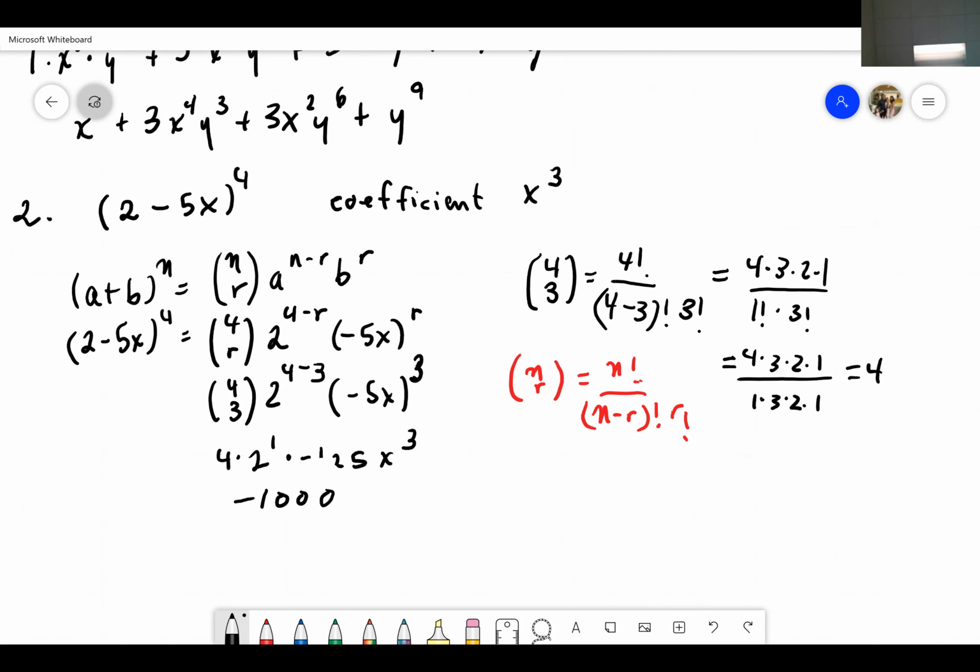So what's my coefficient? Negative 1,000. Is that difficult? I think it's a pretty straightforward question. And you should be able to do this. Okay.